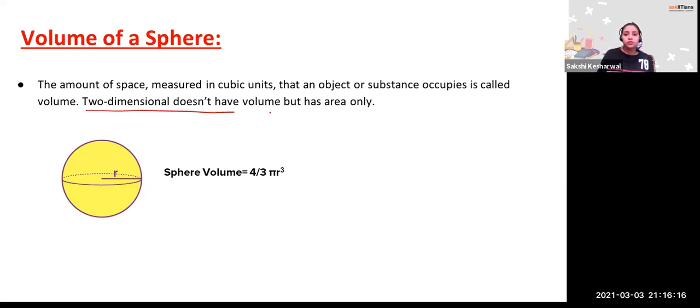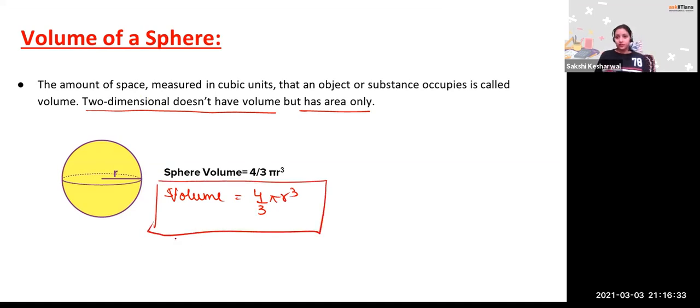Two-dimensional figures do not have volume. The volume of the sphere is 4 by 3 pi r cube. This is the volume of the sphere.